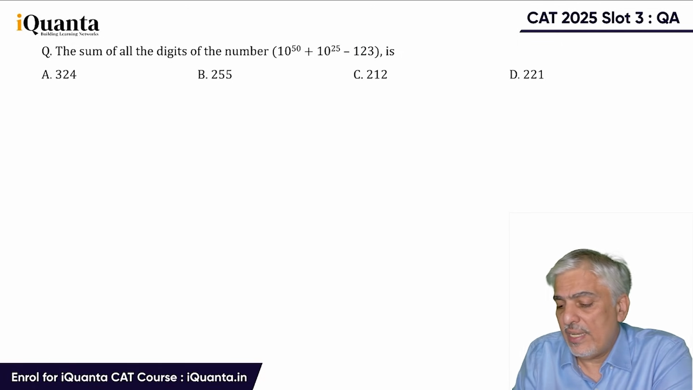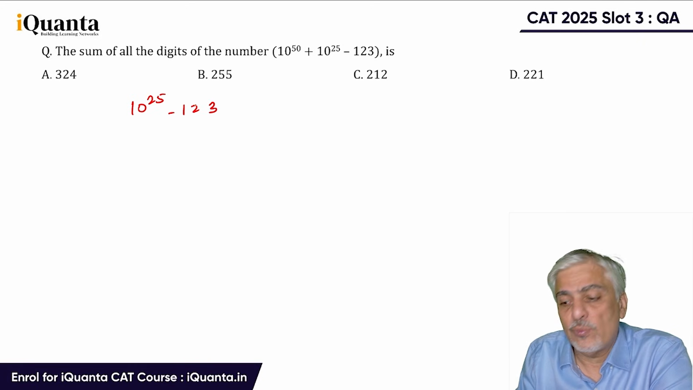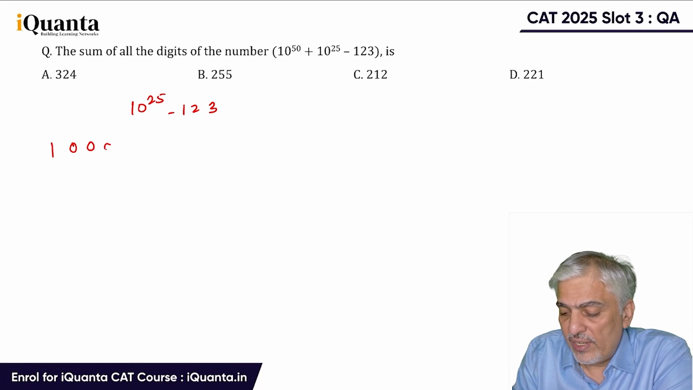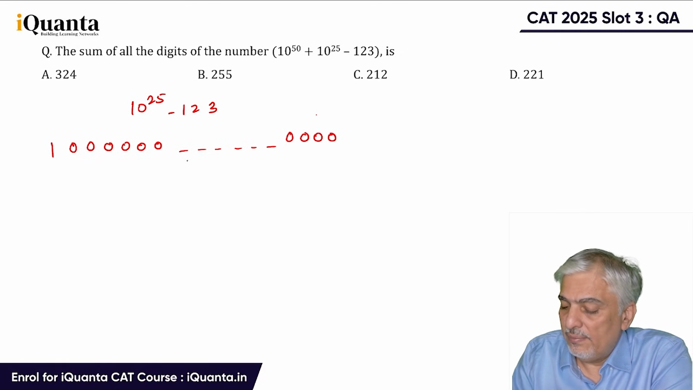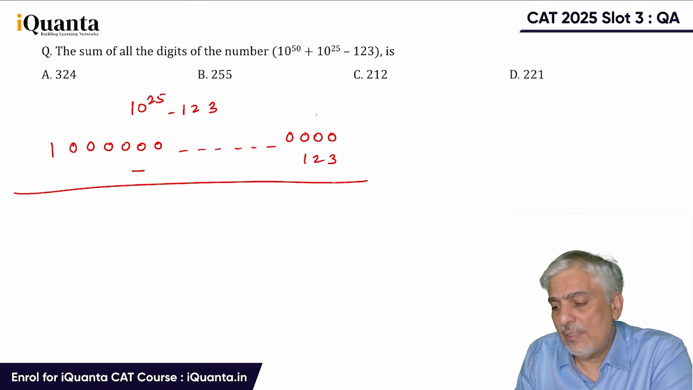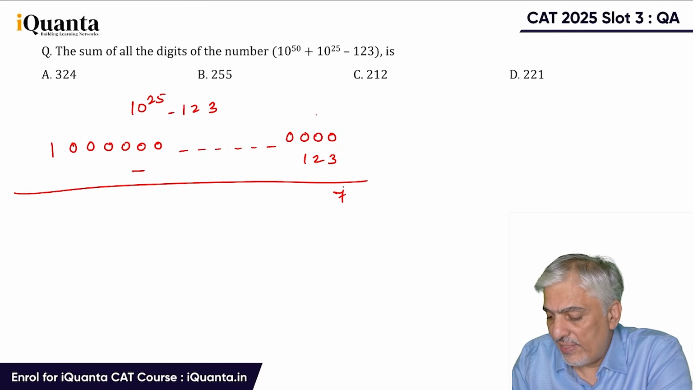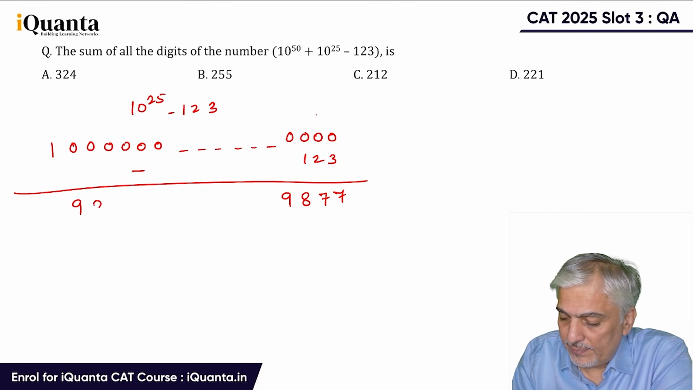What I did was, I first took 10 raised to 25 minus 123. Let me think this through. So this will have 25 zeros, with the last 4 zeros being 1, 2, 3, 4. Right? Minus 123. When I start subtracting, what will I get? I'll get 10 minus 3 is 7, 9 minus 2 is 7, 9 minus 1 is 8. And here I would have borrowed, I got a 9. And I would have got all 9s. So these all would become 9.